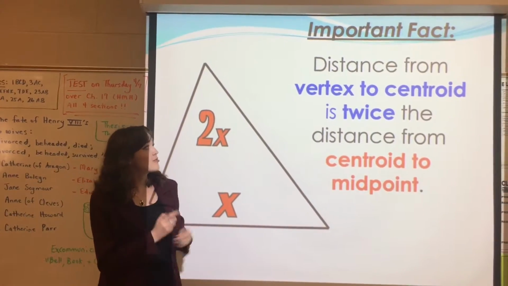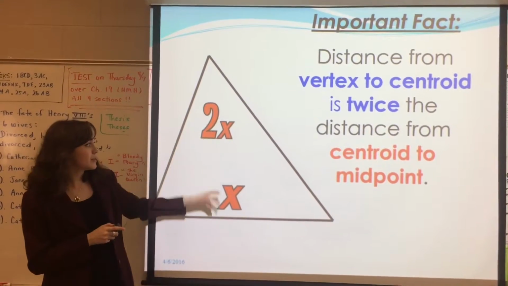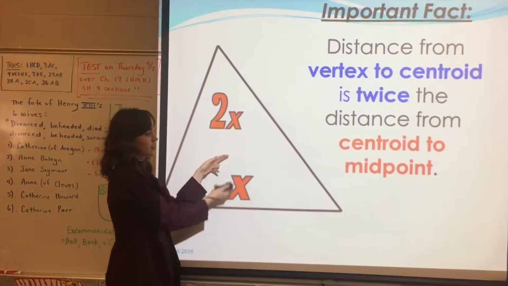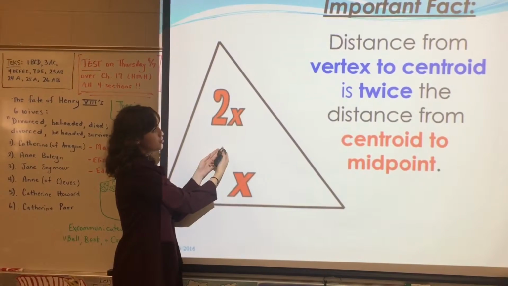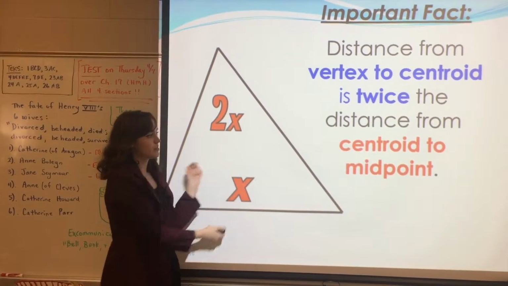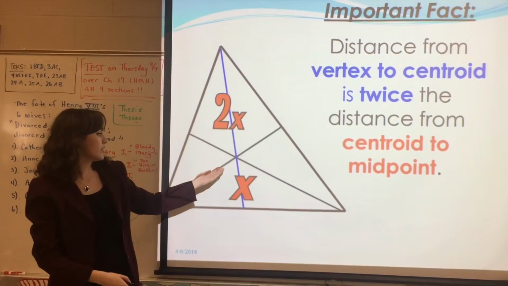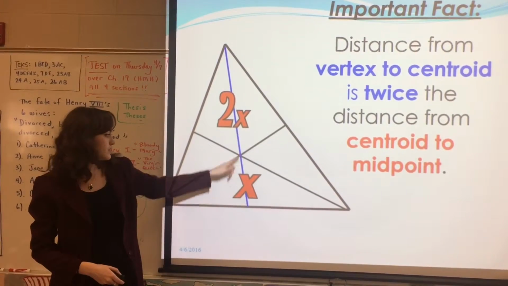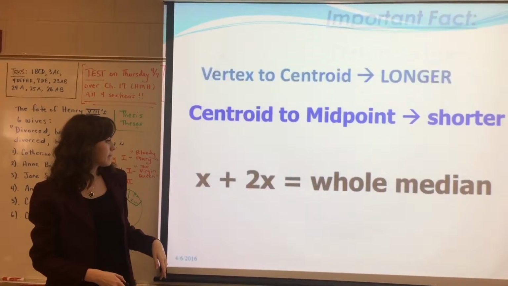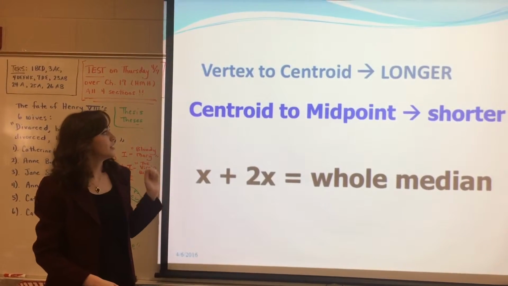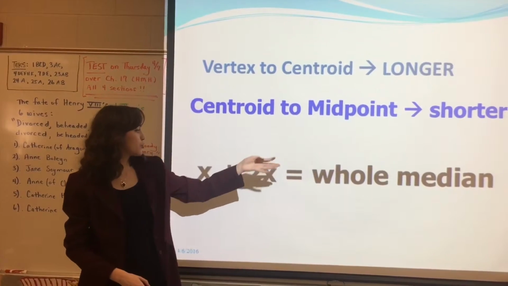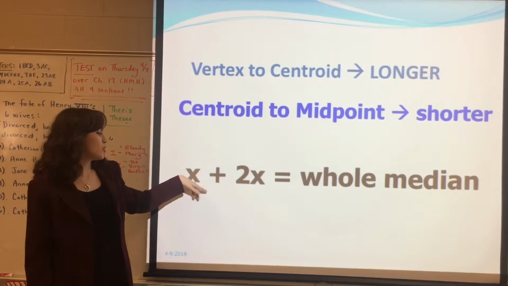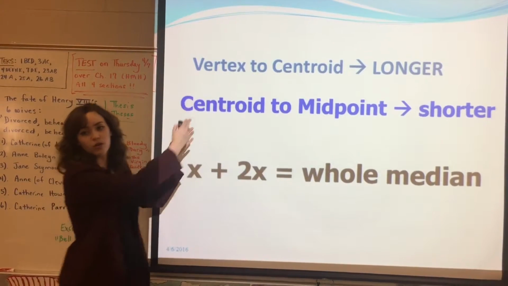Important fact: the distance from vertex to centroid, not vertex to median, vertex to centroid, is twice the distance from centroid to midpoint. So from vertex to centroid is twice the distance from the centroid to the midpoint. So showing here is 2x, x. Why 2x? Because it's 2 times this part. Vertex to centroid is longer, centroid to midpoint is shorter. So make sure that you guys are writing these notes down because this is very important. So we have our equation x plus 2x is going to equal the whole median.